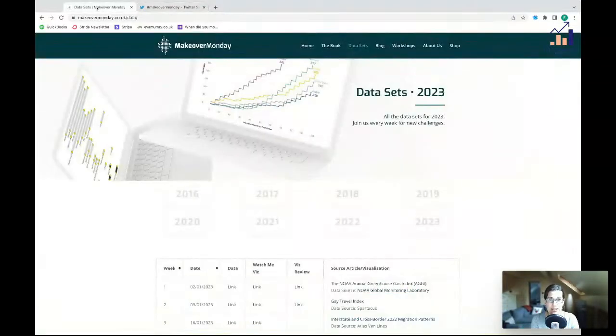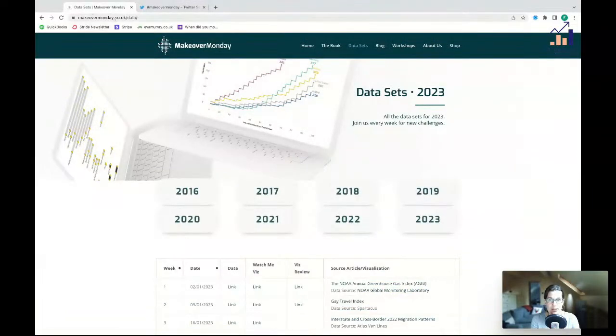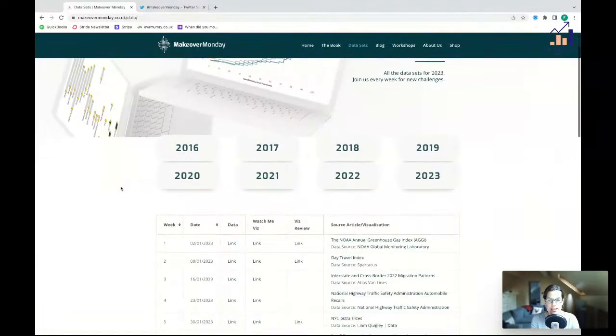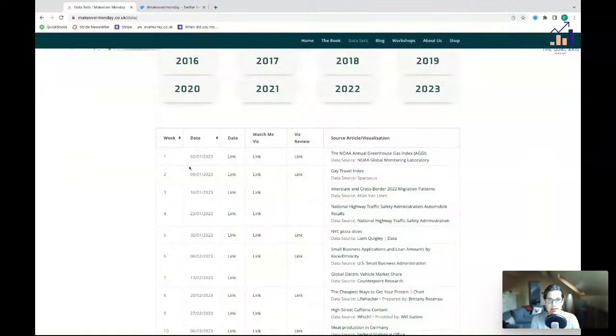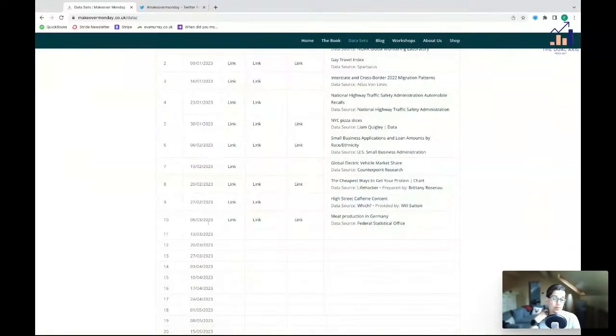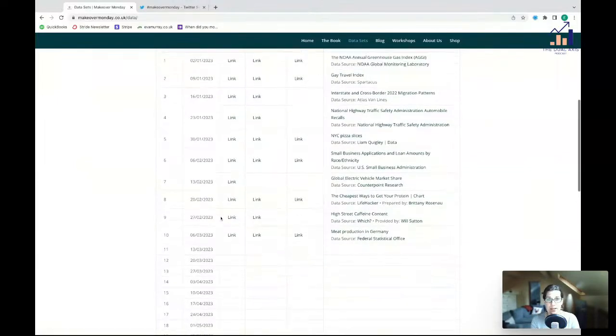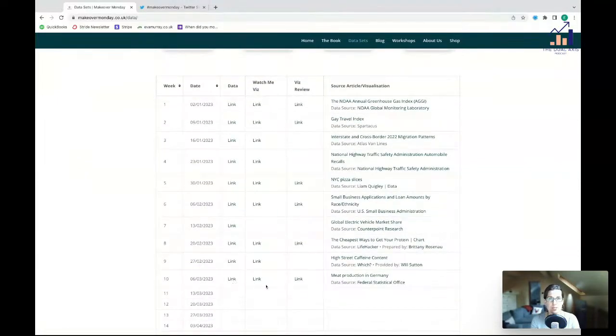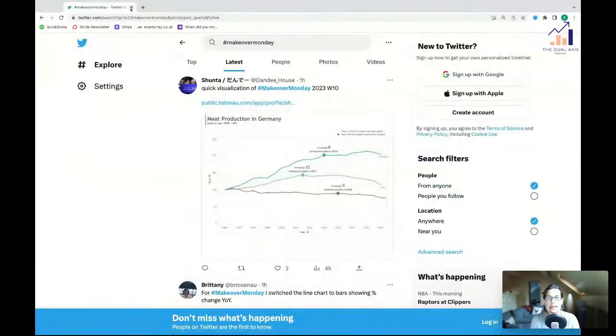If you're new to Makeover Monday, you can find the data on makeovermonday.co.uk/data. They're organized by years, and for 2023, Andy has posted those. We are in week 10 already. There is a link to the data set, to the Watch Me Viz session that Andy does on Mondays, Viz Review, but also the source article and the data source. So with that being said, let's jump straight into it.